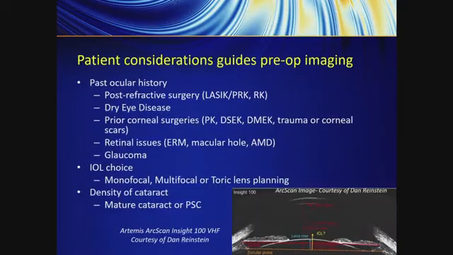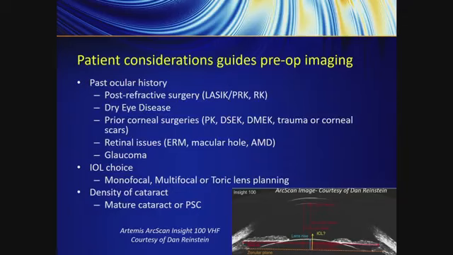So in terms of considerations, what guides us on what imaging we should do is really to look at the patient themselves as an individual. Do they have a history of something in their eyes? Do they have corneal surgery? Do they have dry eyes? Do they have retinal issues, glaucoma issues? Those are really what guide you in terms of what imaging you need.